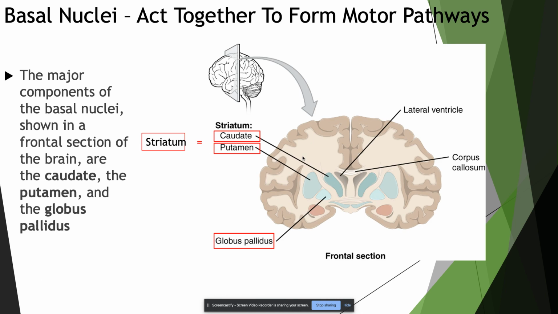Moving on, we can talk a little bit about the basal nuclei, which are the islands of gray matter located deep within the white matter of the cerebrum. And don't worry, we'll talk a little bit more about what specifically gray matter and white matter are a little bit later on.